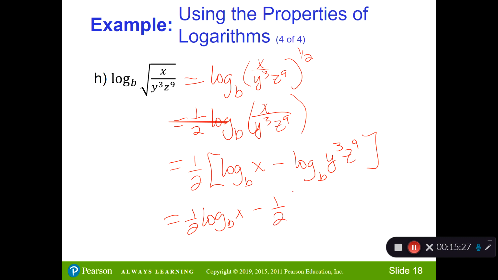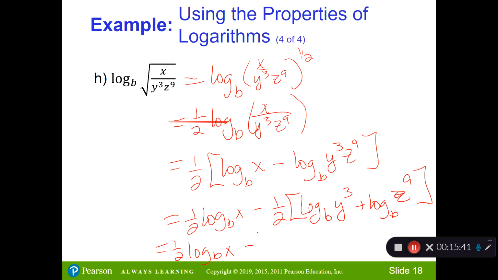This is a multiplication, so I do a parentheses, and I can break it up as an addition. So this is 1/2 log base b of x, distribute this half, minus 1/2 log base b of y cubed, so I can bring the 3 down, it would go in the numerator, and then distribute the half, so minus 1/2 log base b of z to the 9th, I can bring down and put in the numerator. And there's our simplified form.